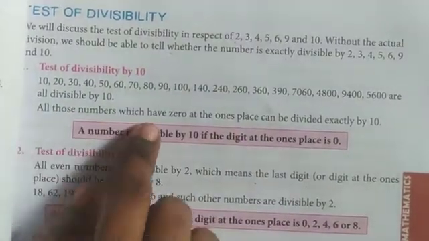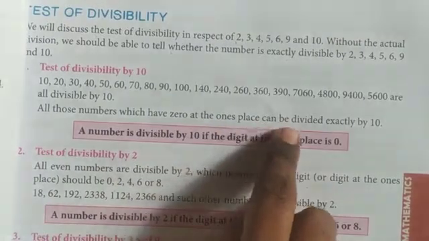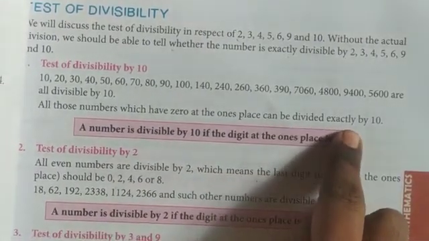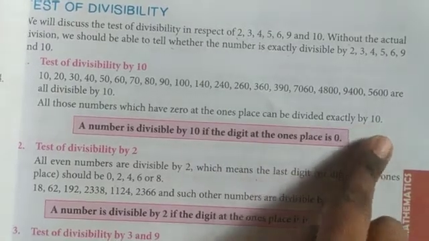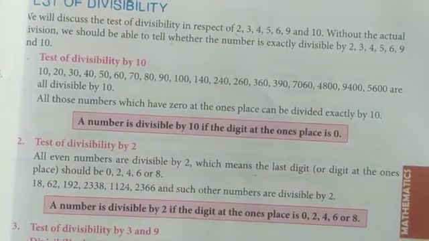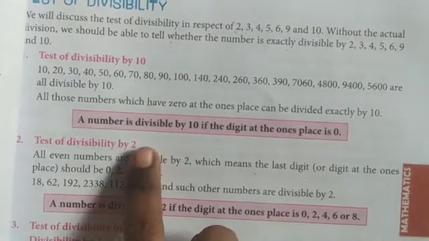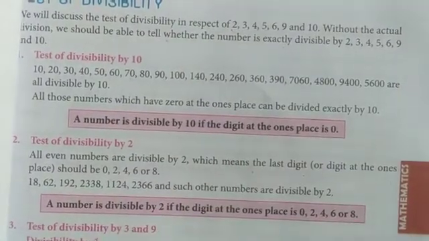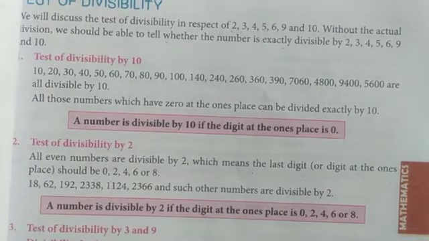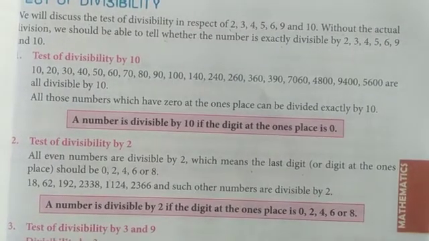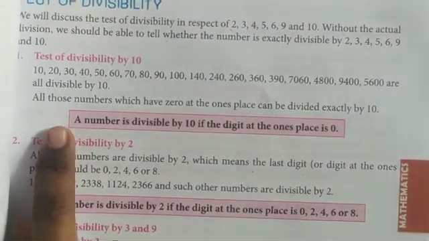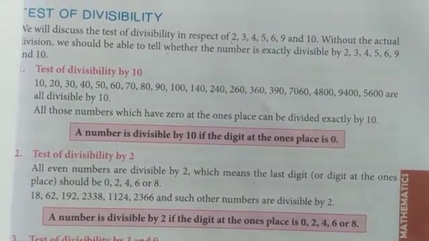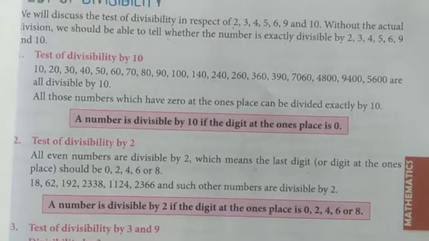All those numbers which have 0 at the ones place can be divided exactly by 10. So you can come to know here that if a number has a 0 in the ones place, then it is divisible by 10. So this is the first point to test whether the number is divisible by 10. You have to see whether in the ones place there is a 0 or not.